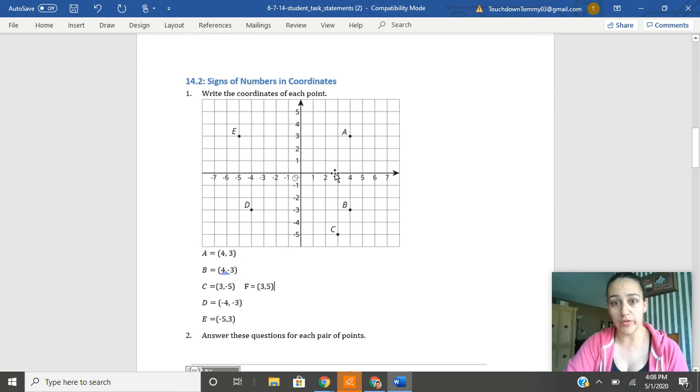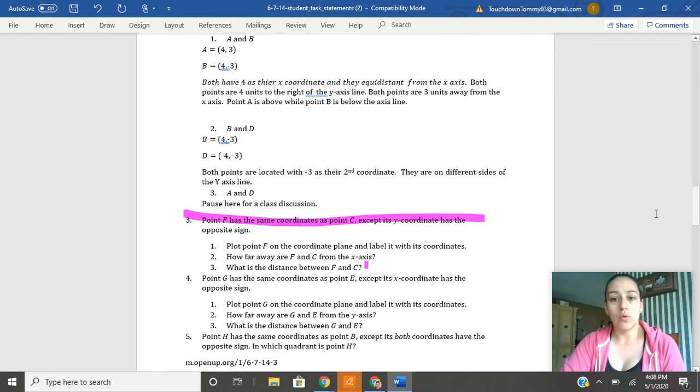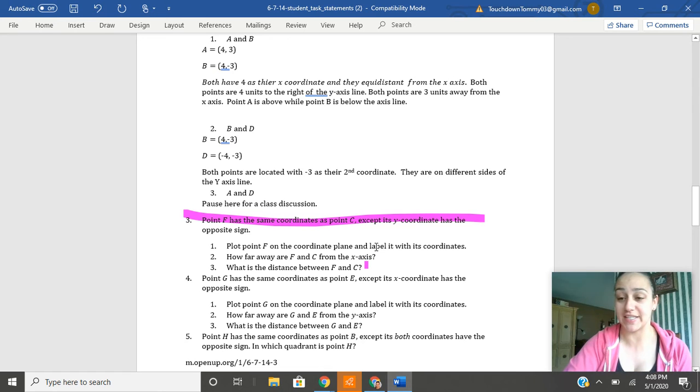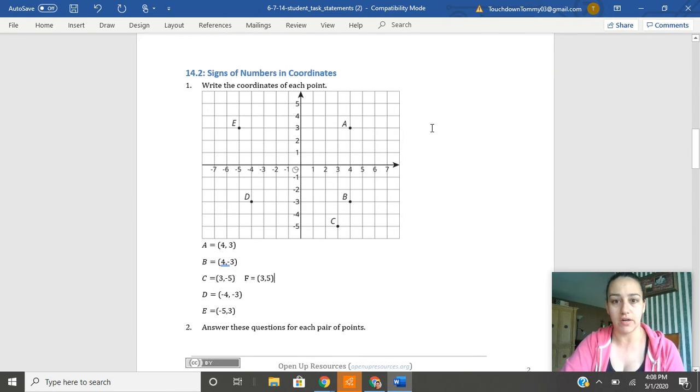So that's going to get plotted at 3, 5. If I go over 3 and up 5, that's going to be right there at the intersection of those two lines. And I'm going to label that point F. Now, to avoid having to switch back and forth between tools, because it always glitches for me a little bit, I'm going to go see what my next step is with this. So we know where to plot it, and we know what its coordinates are going to be. Now we're asked, how far away are F and C from the x-axis line? All right, how far are they?